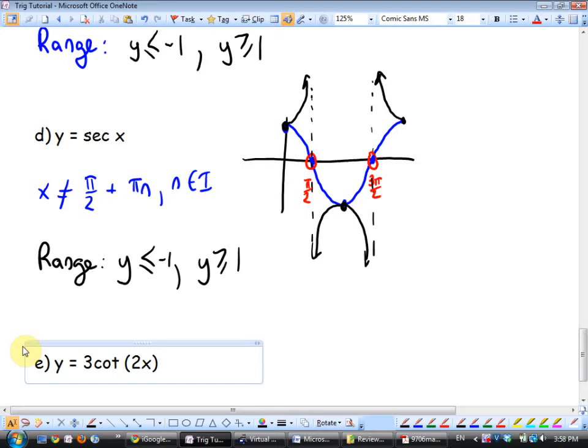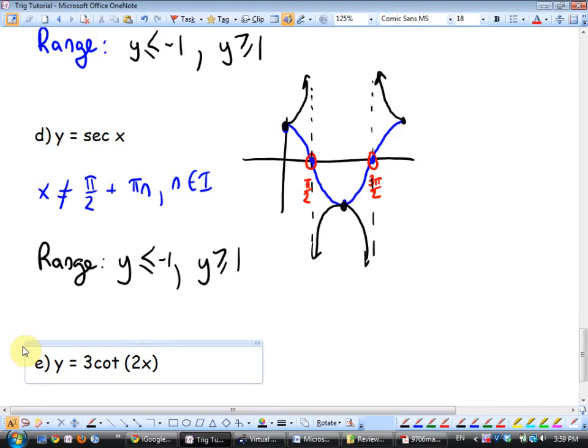So they're asking me to find the domain. What would the range be? Remember, cotangent and tangent have a range of all reals, so the range is still all reals. What's that 3 in front do? It's a vertical stretch, so if you're already from negative infinity to positive infinity, you make it 3 times as far, you're still from negative infinity to positive infinity. So the range isn't going to change.